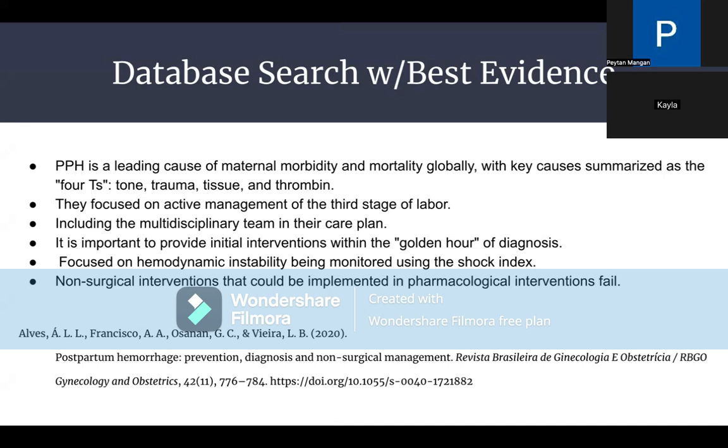They focus on active management of the third stage of labor and providing initial interventions within the golden hour of diagnosis. These include activating the multidisciplinary team, conducting rapid assessments of bleeding etiology, maintaining oxygenation, and establishing IV access for resuscitation and medications. They focused on hemodynamic instability, non-pneumatic anti-shock garments, and non-surgical interventions that could be implemented if pharmacological interventions fail. It emphasizes that PPH is the leading cause of maternal morbidity as well.